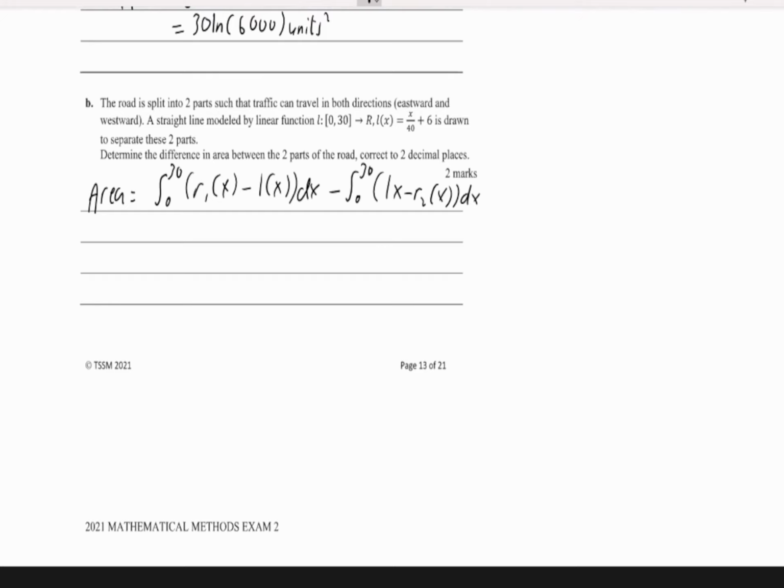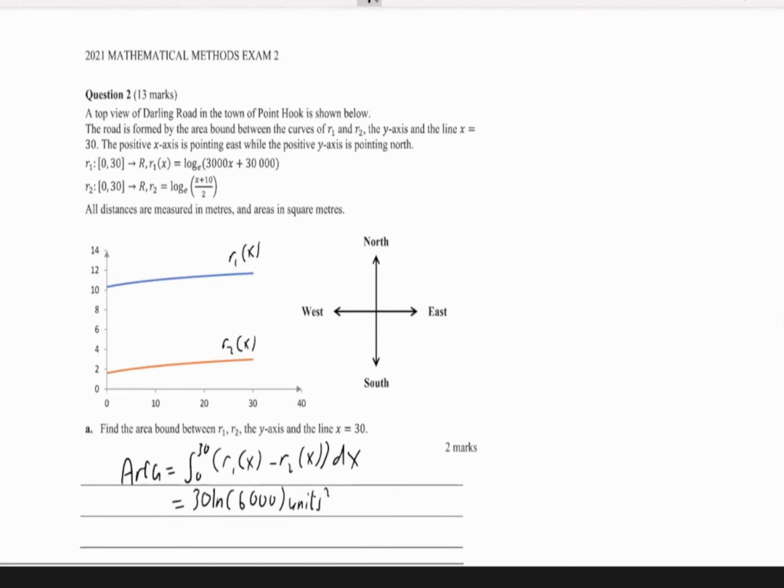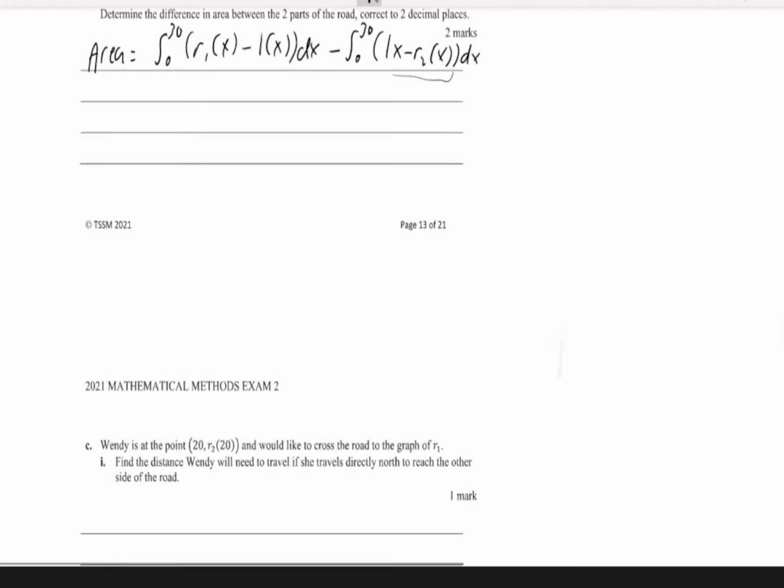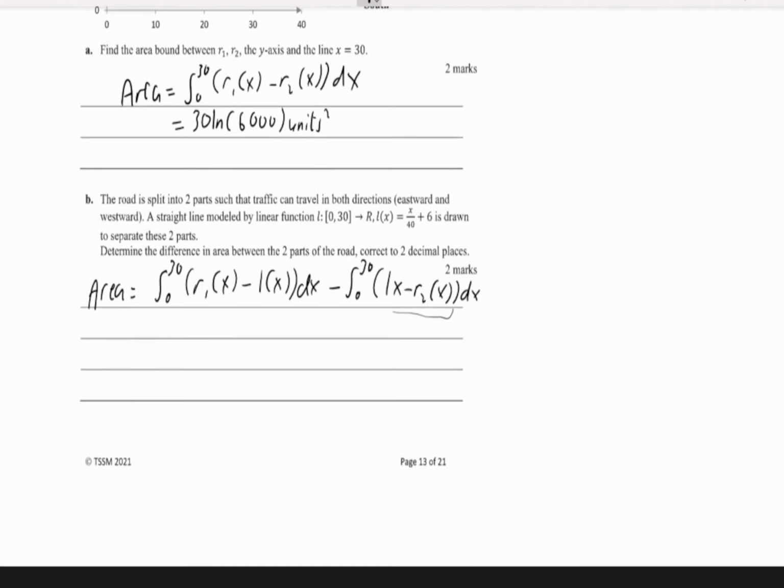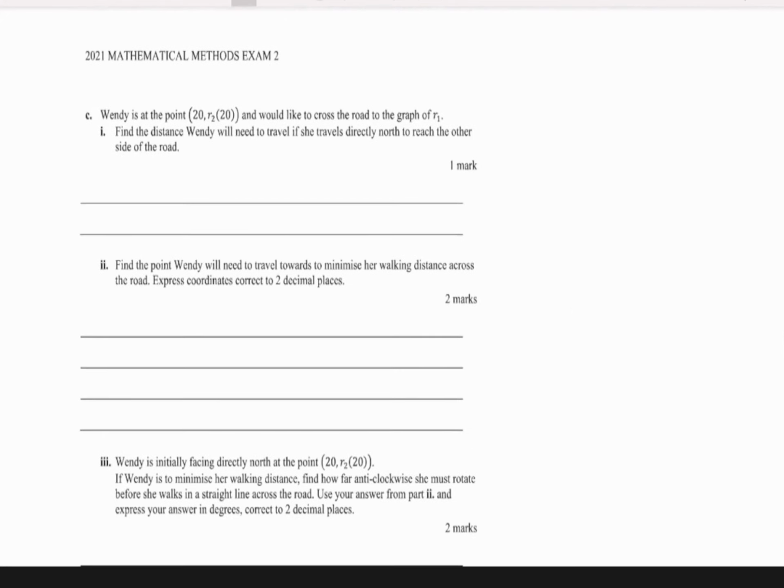You have to be careful with how you arrange the functions inside, because you have to remember that L of x is greater than R2x. That's why it's somewhat similar to that shape over here. It just helped me visualize it a bit better. So once you solve this integral with your CAS, you get 25.96 units squared to 2 decimal places. That's pretty much all you have to do for that question.